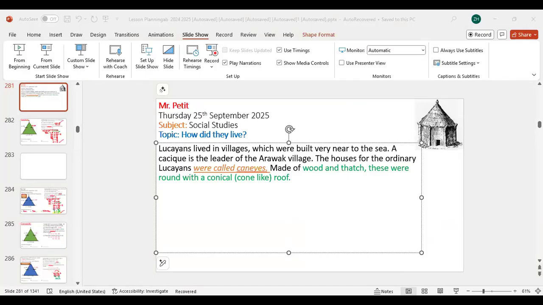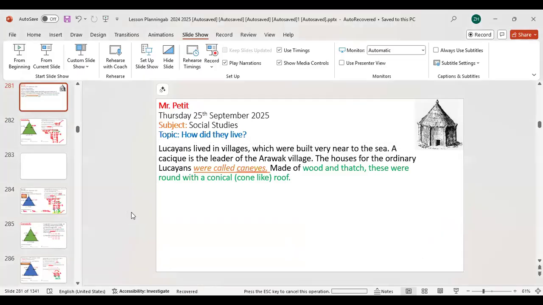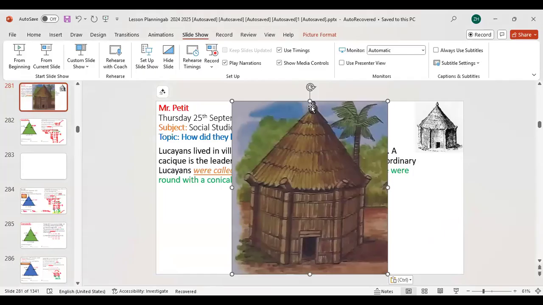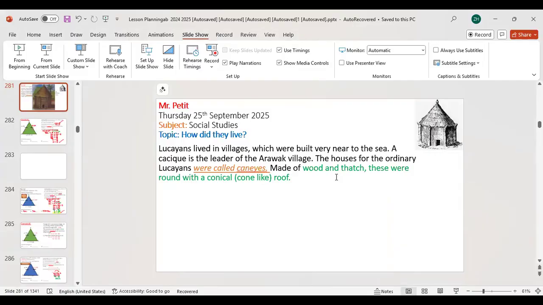So let me give you a little colored one as well. Maybe this would help with imagining it. But again, round base, and then they had a cone-like roof. All right. So what is the name of this house, and who lived in this house? Akani and the Lucayans lived there. Ordinary Lucayans lived there. Very good. Ordinary Lucayans, not the cacique. Too small for the cacique.